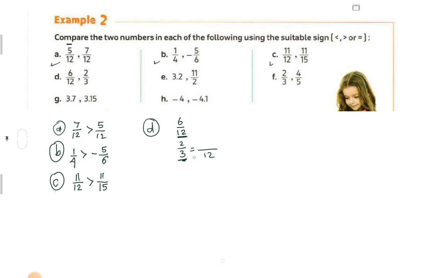How to convert 3 to 12? Times 4. So 2 times 4 equals 8. Now I can compare these two fractions with like denominator 12. So 6 over 12 is less than 8 over 12. So we can deduce that 6 over 12 is less than 2 over 3.